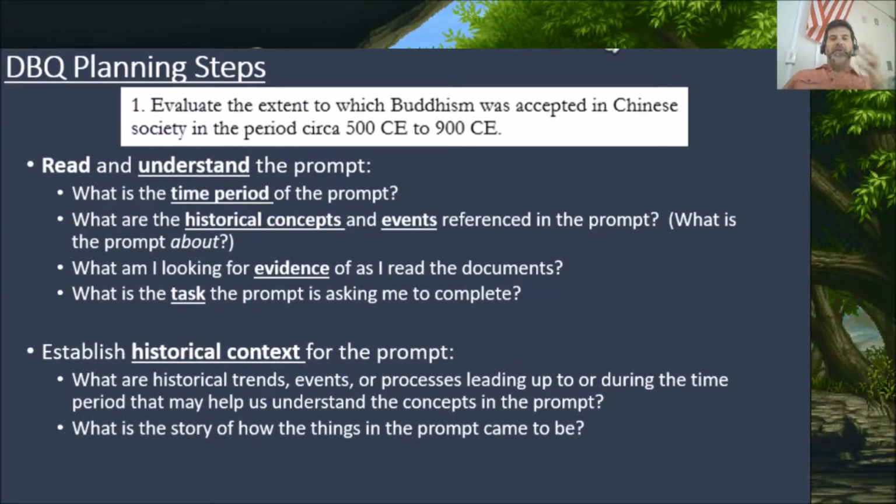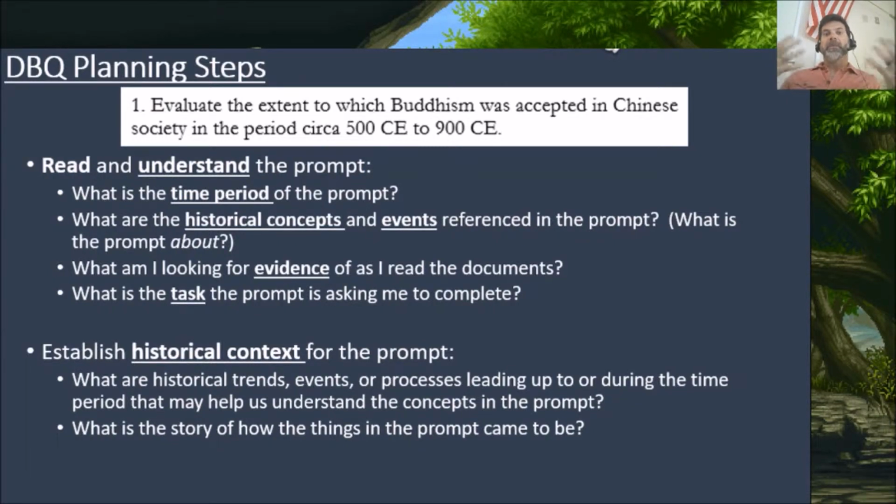So, another way to think about context is just telling the story of how the things in the prompt came to be. So in this case, for Buddhism accepted in Chinese society in the period circa 500 to 900, you might want to think about things like, well, how did Buddhism get to China in the first place? Where did it come from? What trade routes did it cross in order to arrive in China?